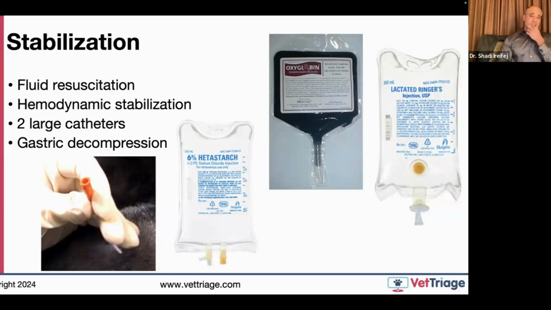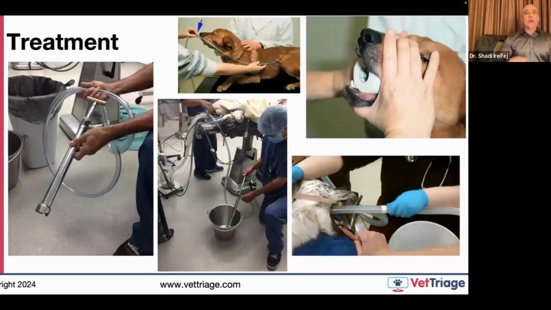So I'm fine with trocarization if you want to. The literature does support it, although I would argue more literature is needed on that. I, for one, as a surgeon, don't. I prefer to have the patient decompressed actually in surgery as I'm opening the patient up.